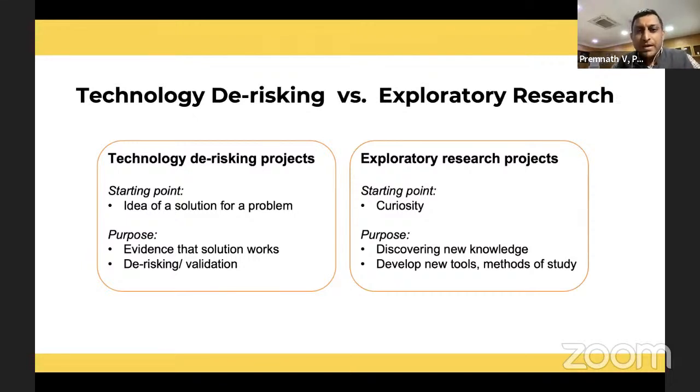It's more curiosity oriented, and the purpose is discovering new knowledge. Sometimes it is developing new tools, methods of study, and so on. You want to be able to understand something better. You figure out a new way to do that.